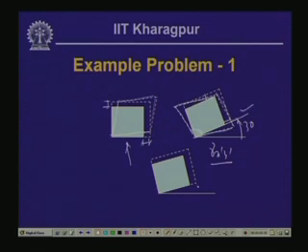And when it undergoes the principal strain, the principal strain direction we have got as 19 degree. So, this is the direction of epsilon 1 and this is the direction of epsilon 2, and both are positive, and here there is no shearing strain. So, this is the shape that it is going to take.